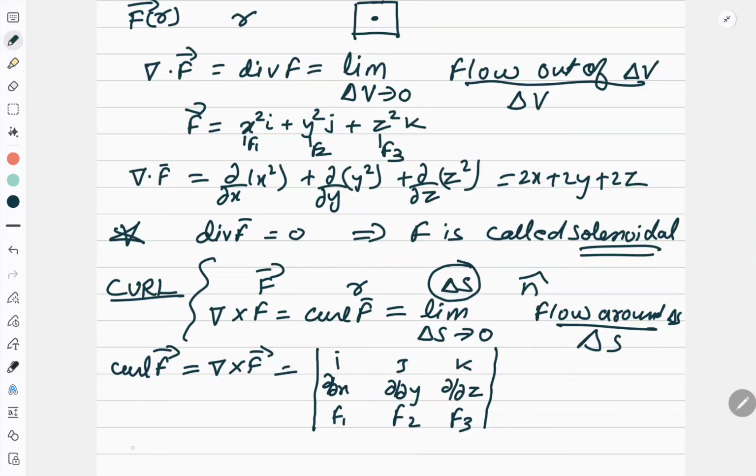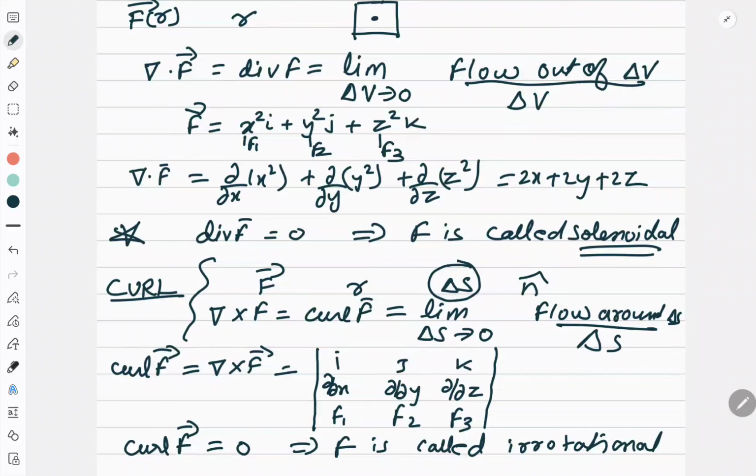Also remember, if in case curl of F is equal to 0, then F is called irrotational. Okay, in that case F is called irrotational. So solenoidal and irrotational are two very important concepts which you have to keep in mind. Right? Now what exactly did we do?